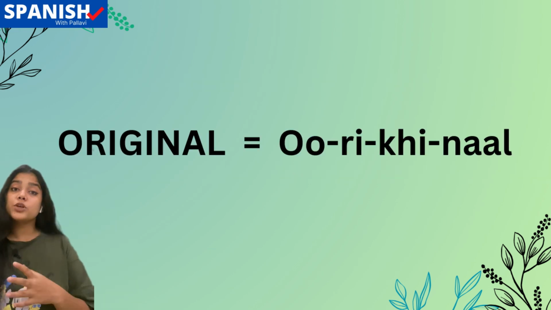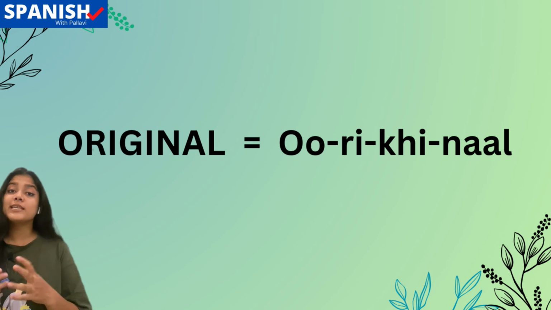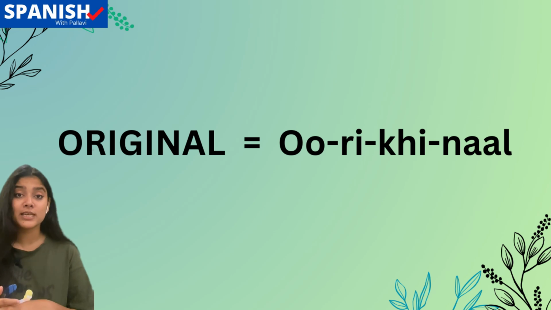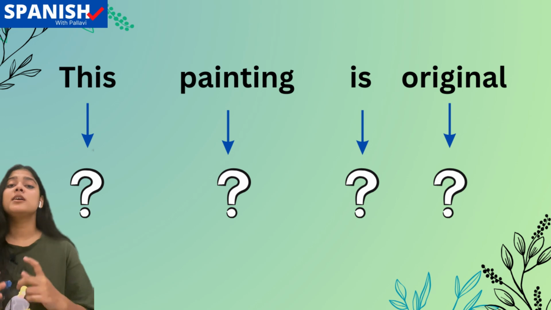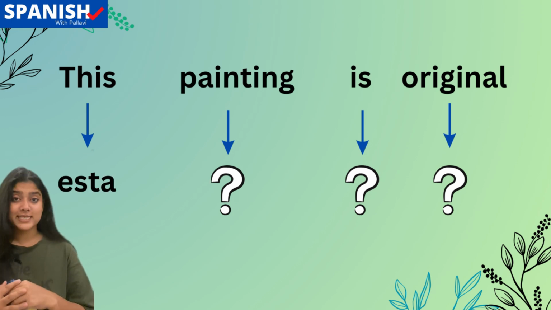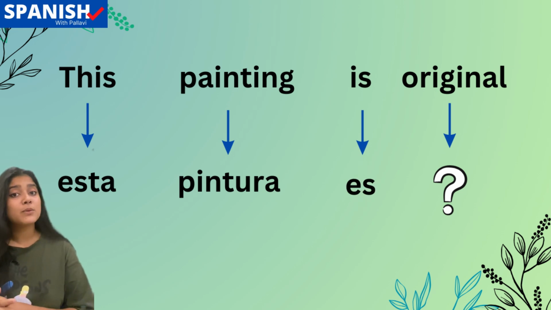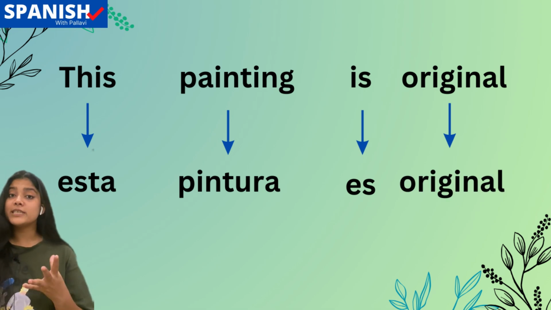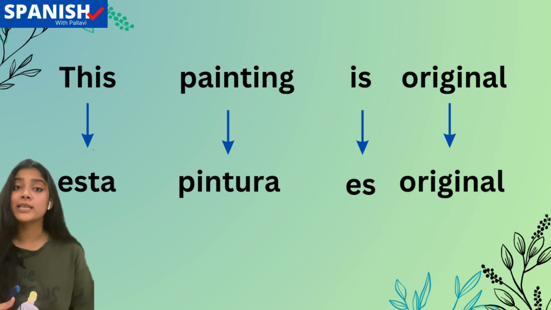Next, this word is original. And how do you say that in Spanish? Original. El ejemplo in English, the example: this painting is original. And how do you say that in Spanish? This will be esta. Painting will be pintura. Is will be es. Original will be original. So the whole sentence will be: Esta pintura es original.